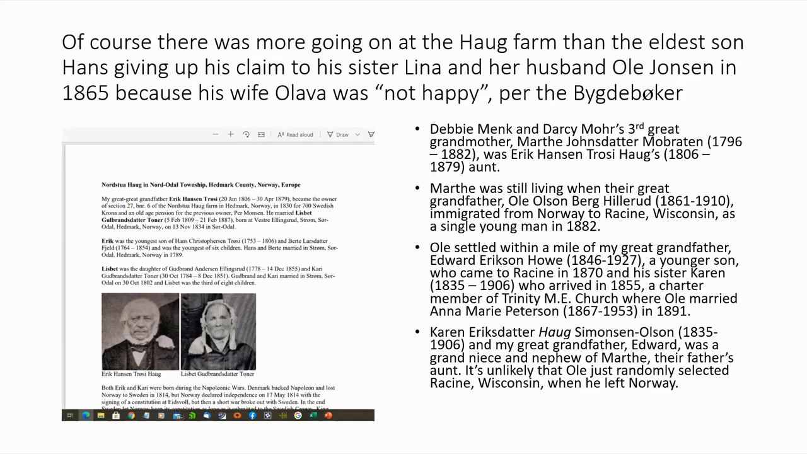Martha was still living when their great-grandfather, Ole Olsen Berg Hillerud, immigrated from Norway to Racine, Wisconsin as a single man in 1882. And Ole settled within a mile of my great-grandparents. And my great-grandfather also had a sister named Karen who arrived a lot earlier in 1855. And she was a charter member of the Trinity M&E Church, where Ole and Anna Marie Peterson married in 1891. So we figure it's unlikely that Ole just randomly selected Racine, Wisconsin when he left Norway in 1882.